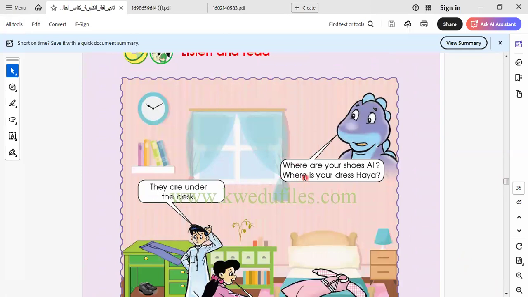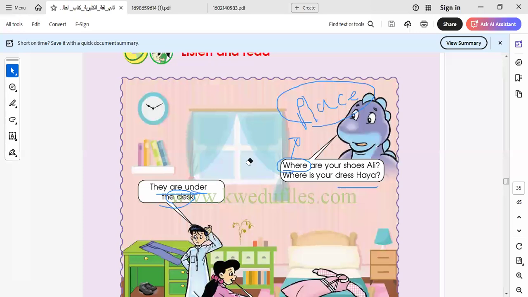Listen and read. Here we use the WH question word where. When we use where as the WH question, what does it ask about? Where asks about place. So, where are your shoes, Ali? Where is your dress, Haya? They are under the desk. Under the desk, this is the place. So here, where is used to ask about the place.